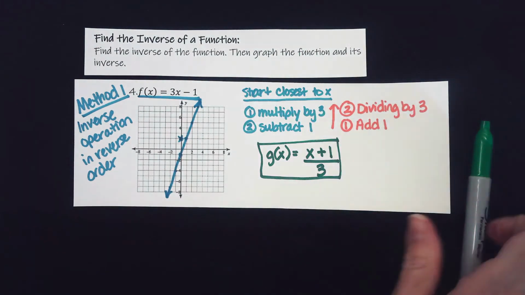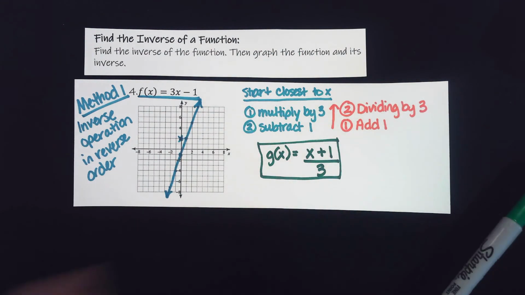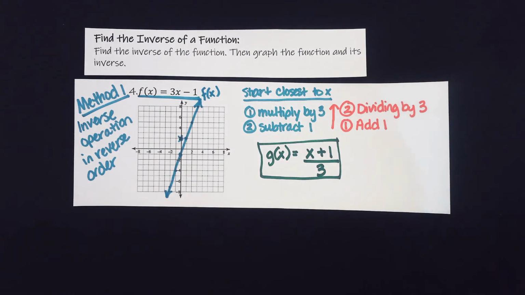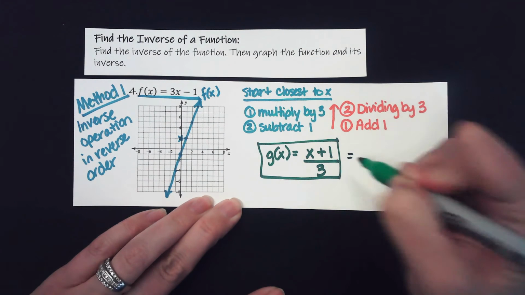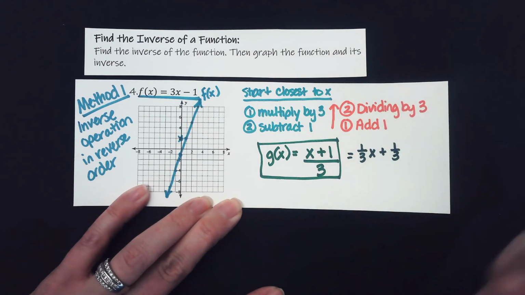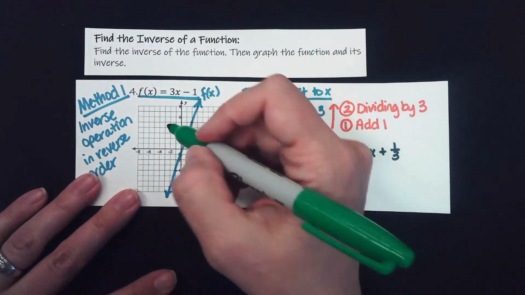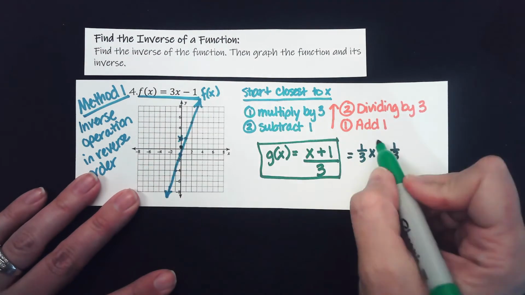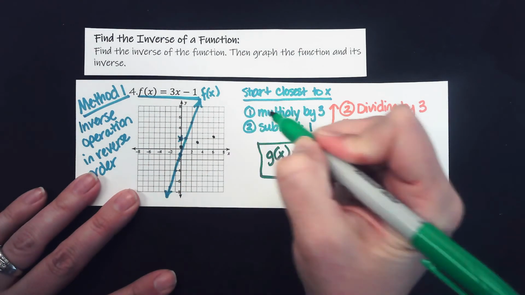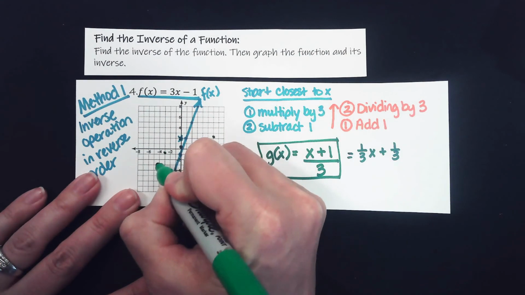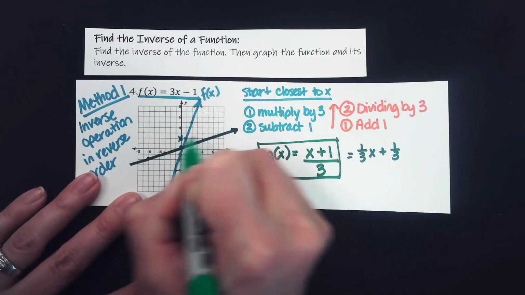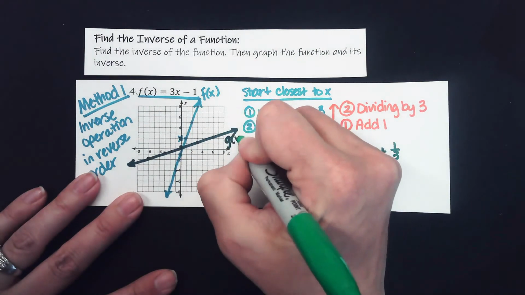Now if I graph function g, so that was function f. And if I graph function g, now remember, this can be written as 1/3 x plus 1/3. Okay? So I have a y-intercept at 1/3. I go up 1, right 3 from there. So it's kind of like that, and it'll look like this. So this is g of x.